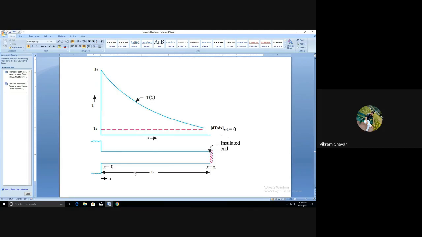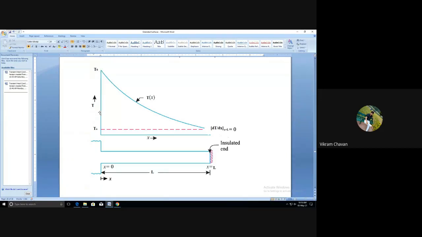Now if you draw the temperature distribution curve or graph for this particular fin, we come to know that at the base of the fin the x coordinate will become 0. Here we will get the base temperature. So at the base of the fin, the base temperature we have to consider as T naught.